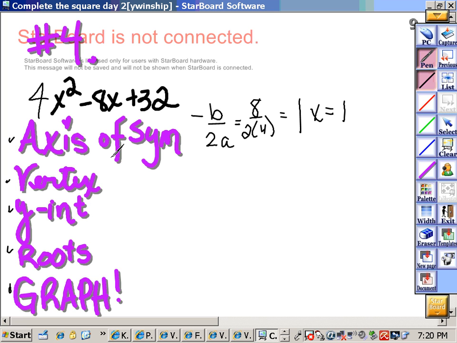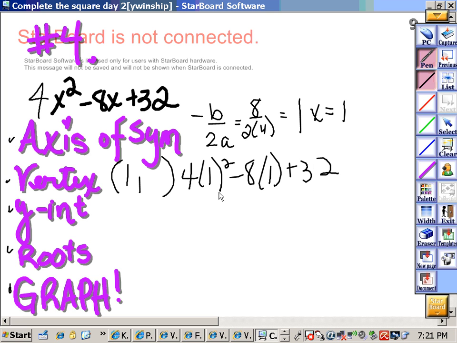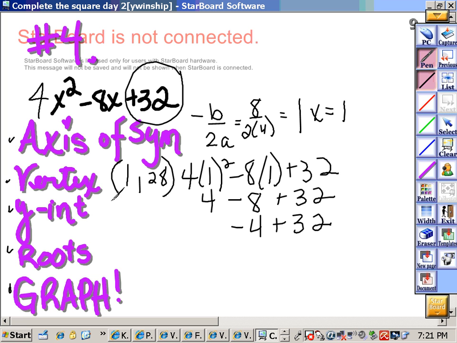Now I need to find the vertex. I know the x value is 1. I need to plug it in to find the y value. 4 times 1 squared minus 8 times 1 plus 32. That's 4 minus 8 plus 32. Negative 4 plus 32 is 28. My y-intercept is this 32 on the end, so that's just a 32.